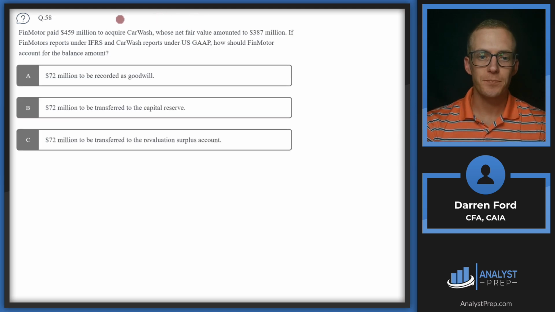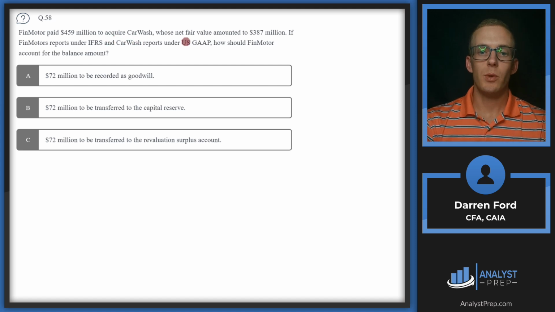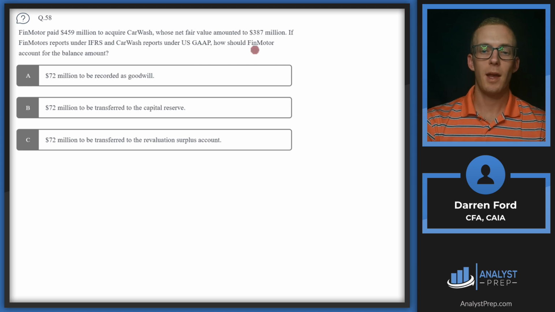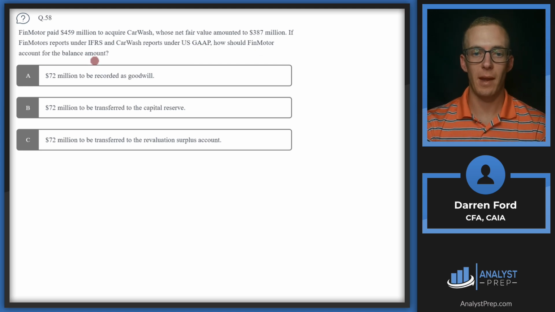Question 58. Thin Motor paid $459 million to acquire Car Wash, whose net fair value amounted to $387 million. If Thin Motors reports under IFRS and Car Wash reports under US GAAP, how should Thin Motor account for the balance amount?